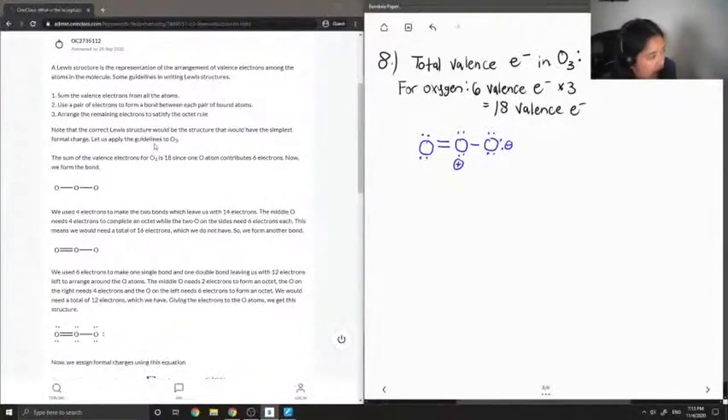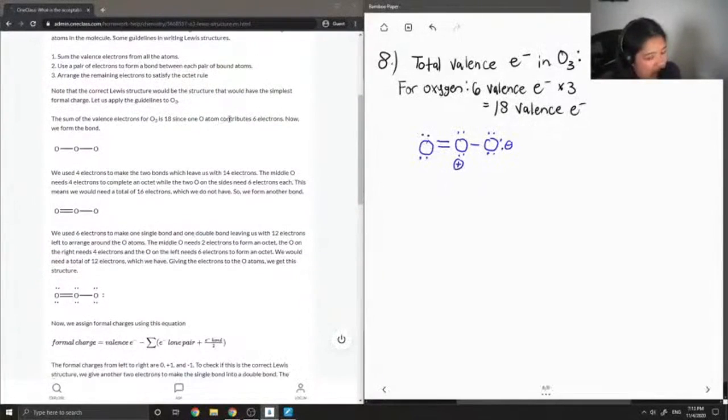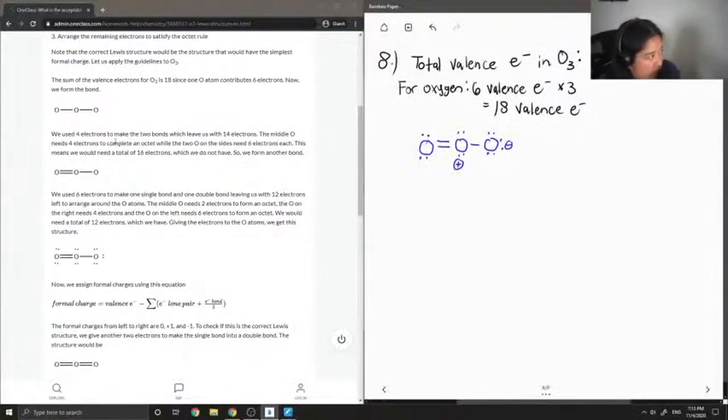Let's apply the guidelines to ozone. The sum of the valence electrons for ozone is 18, since one atom contributes 6 electrons. Now we form the bond. So they used 4 electrons to make the 2 bonds, which leaves us with 14 electrons. The middle oxygen needs 4 electrons to complete an octet, while the other 2 oxygens on the sides need 6 electrons each. This means we would need a total of 16 electrons, which we do not have.